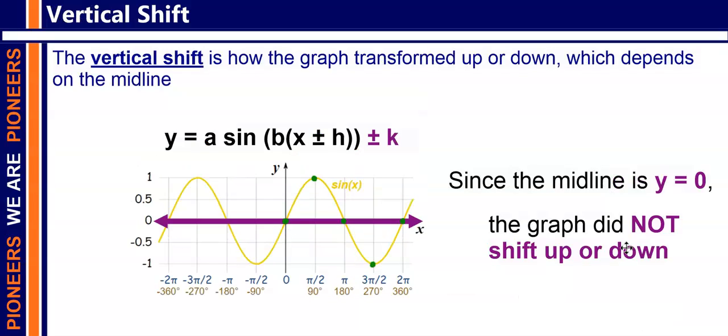The vertical shift is literally tied to the midline because, if you know what the midline is, it tells you how the graph moves up or down. So positive is up, negative is down. In this example, the graph did not shift up or down, it is neutral.